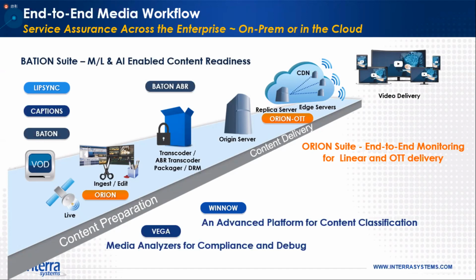Finally, for the debugging part, we have Vega, which is an offline analysis tool. It goes to the pixel level and helps you find out issues with audio and video, and it supports all the prevalent formats in the industry, like HEVC, H.264, AV1, VP9, and also on the audio side, all the Dolby formats, etc. So it supports all the popular formats, including the ABR-related formats like MPEG-Dash, HLS, etc.